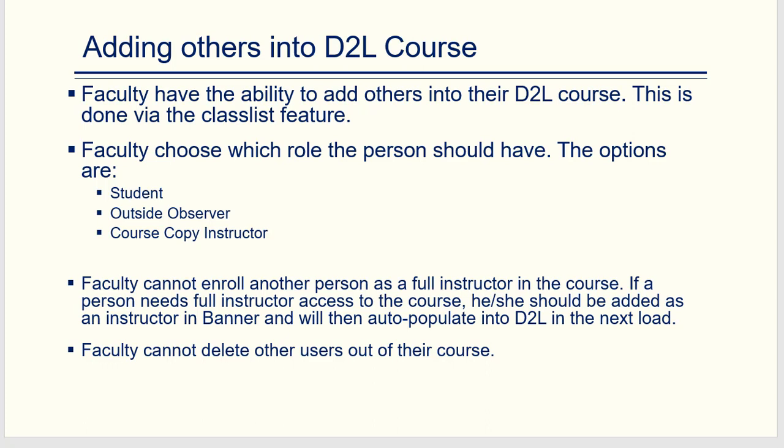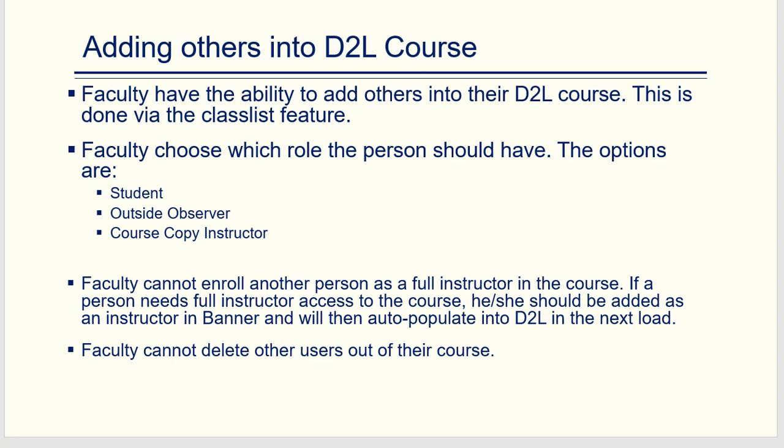It's important to decide before you add a person in what role they need to have within the course. So when a faculty member goes to enroll someone into the course, they have three options. They can choose the student role, the outside observer role, and the course copy instructor role. Faculty are not able to add a full instructor into the course. That would give that person the exact same access that the faculty member has. And so for security purposes, faculty are not able to do that.